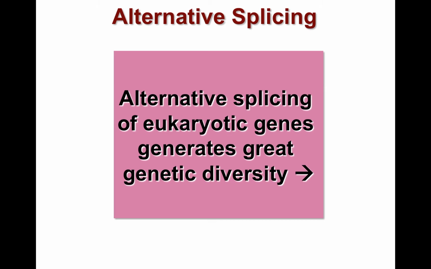Where do they come from? How can you account for the fact that there are so many different proteins and so few genes? Well, one mechanism to generate protein diversity is to encode several different proteins within the same gene. And the mechanism by which that is achieved is called alternative splicing.